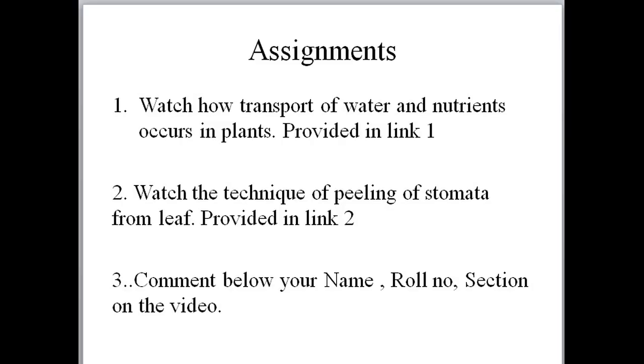And your assignment is how transport of water and nutrients occur in plants. The second assignment is the technique of peeling off stomata from the leaves. And the third assignment is to comment your name, roll number, section on the video.